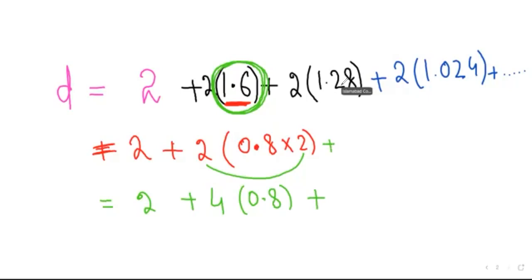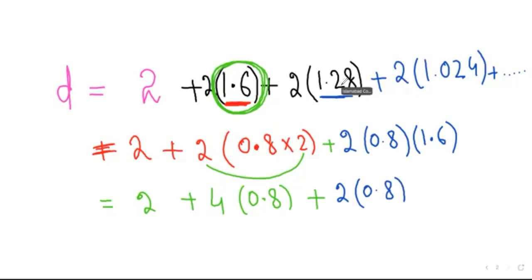Now, can I write it like the 2 remains as it is? Now, this 1.28 is actually 80% of 1.6, and 1.6 is actually 80% of 2. So our distance goes like this.